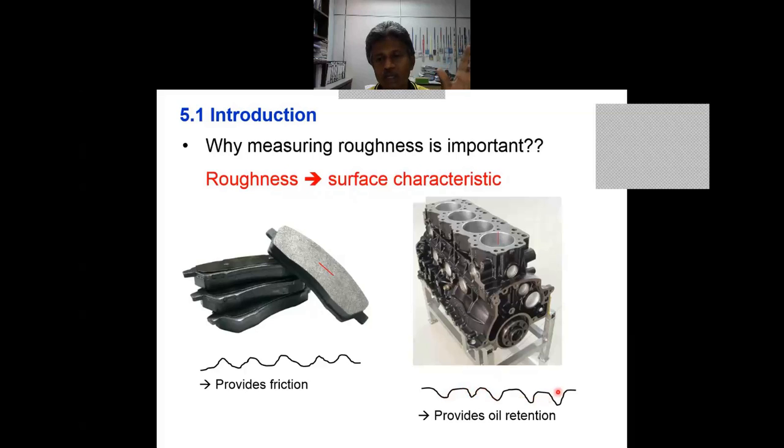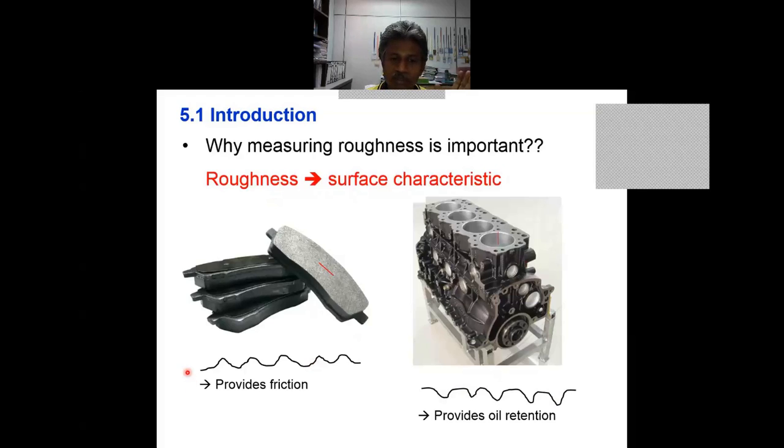Why did the designer make this product like this? Because he wants this section here to retain the oil. So when you have a piston moving at high speed, it is desirable to have some oil retained inside here in order to reduce friction. So this product is designed in such a way.